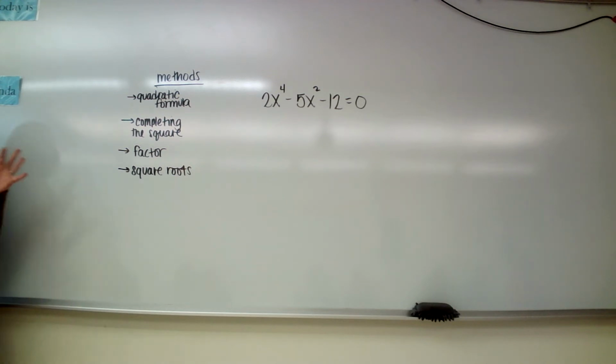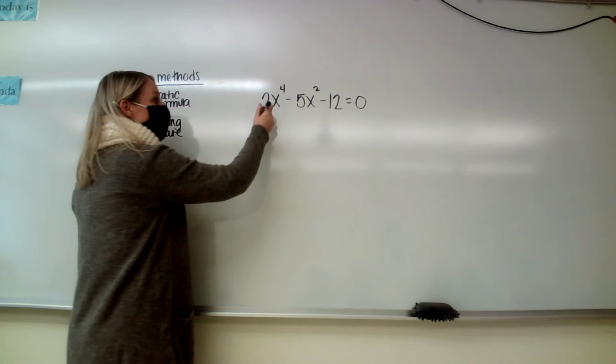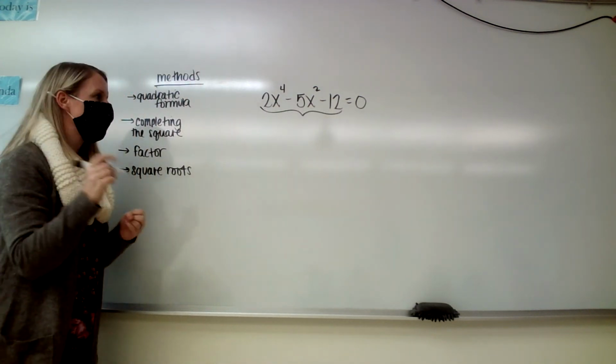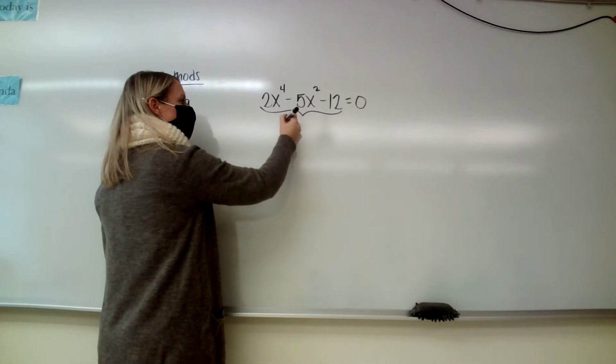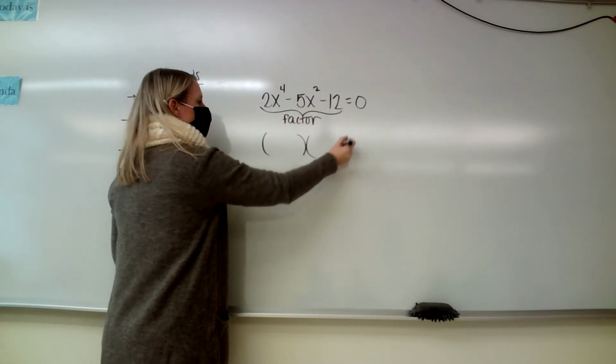And most of them are things that we've seen in the past. You just need our reminders. So I'm going to factor this. Once again, I can start factoring because it is equal to 0. Just make sure it is before you start. So I'm going to factor this bad boy. So what do I get?